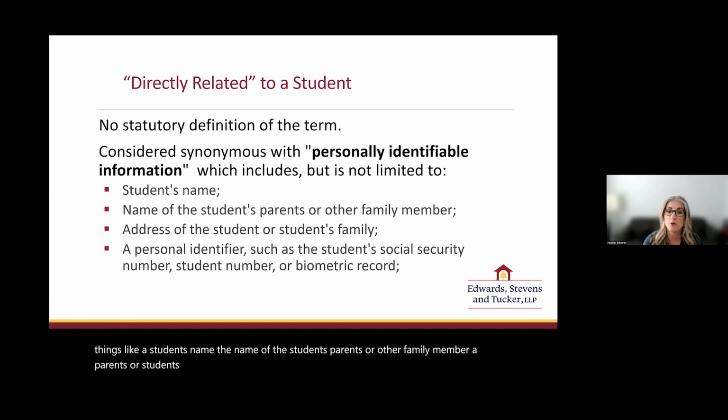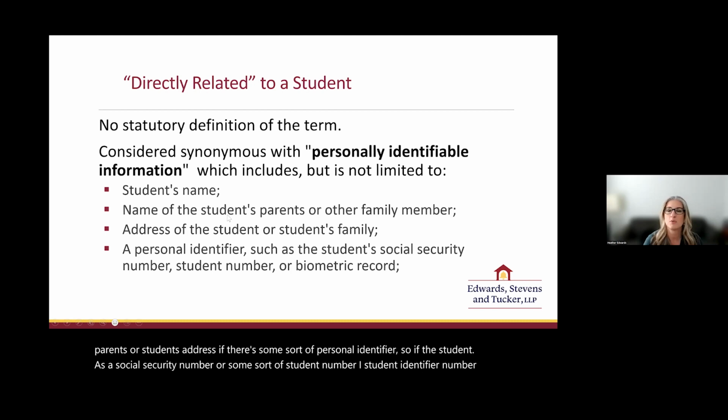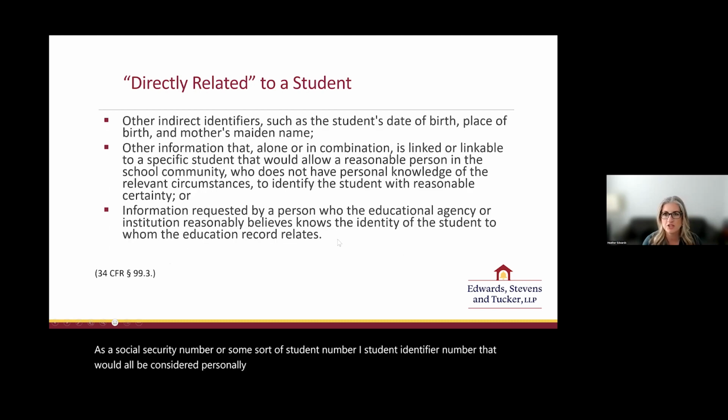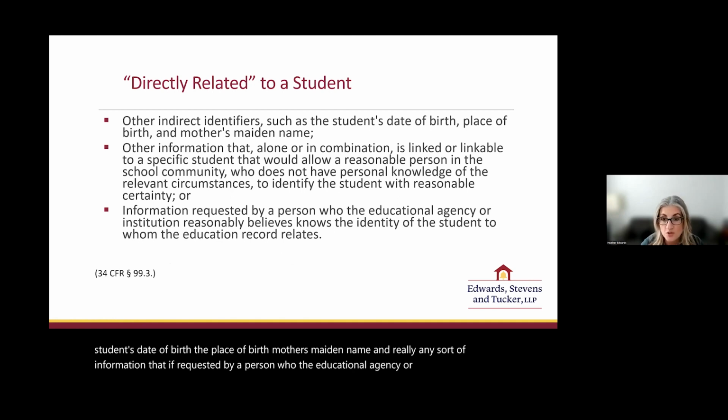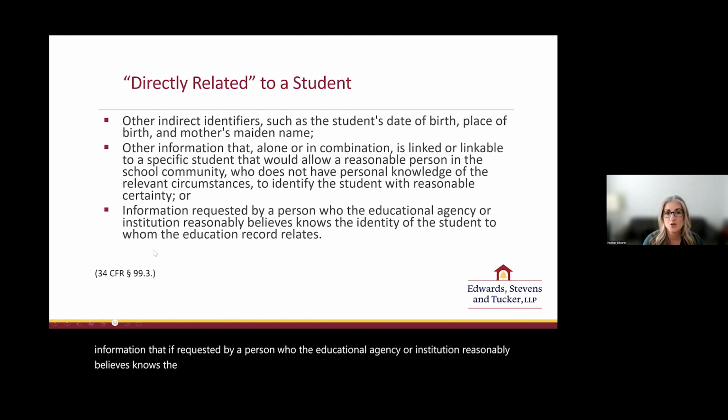If there's some sort of personal identifier, so if the student has a social security number or some sort of student number, a student identifier number, that would all be considered personally identifiable information. Other types of identifiers like the student's date of birth, the place of birth, mother's maiden name, and really any sort of information that, if requested by a person who the educational agency or institution reasonably believes knows the identity of the student to whom the education record relates.